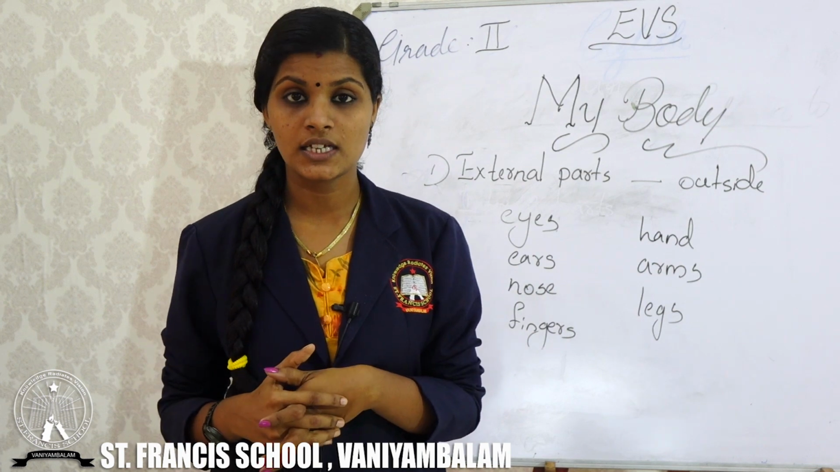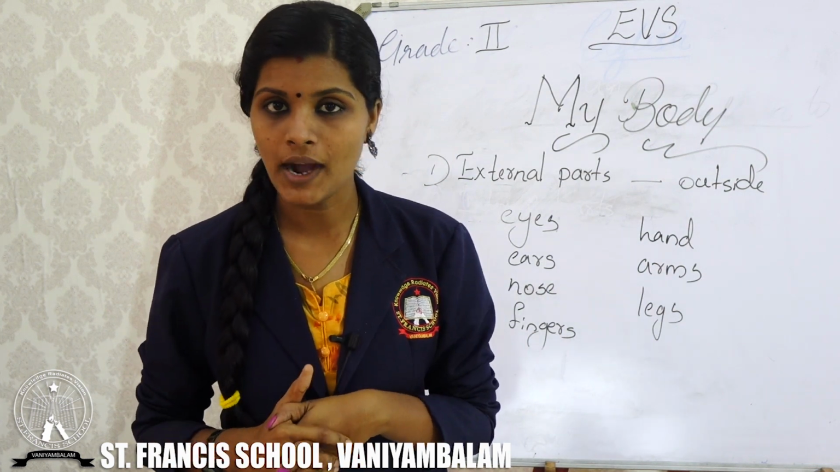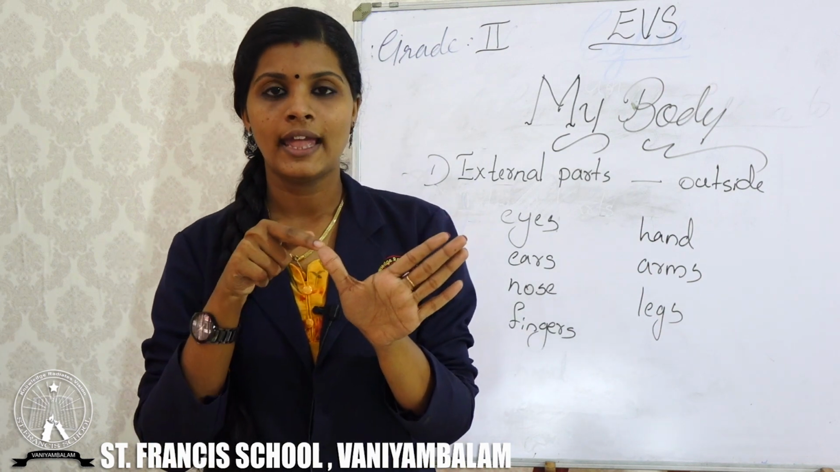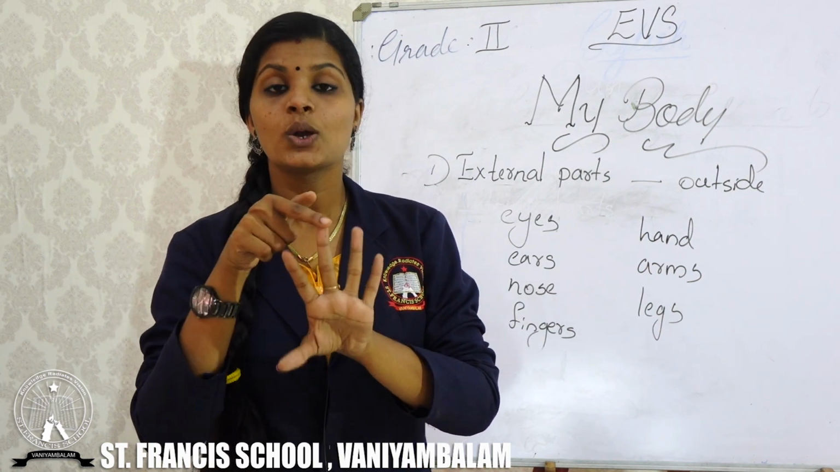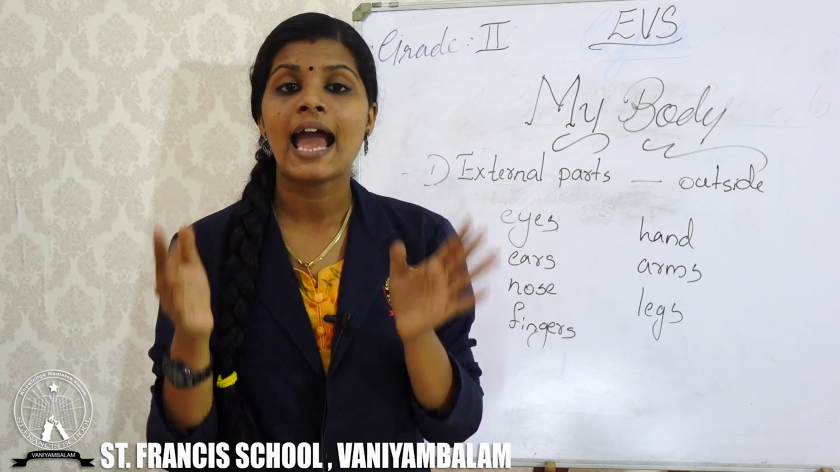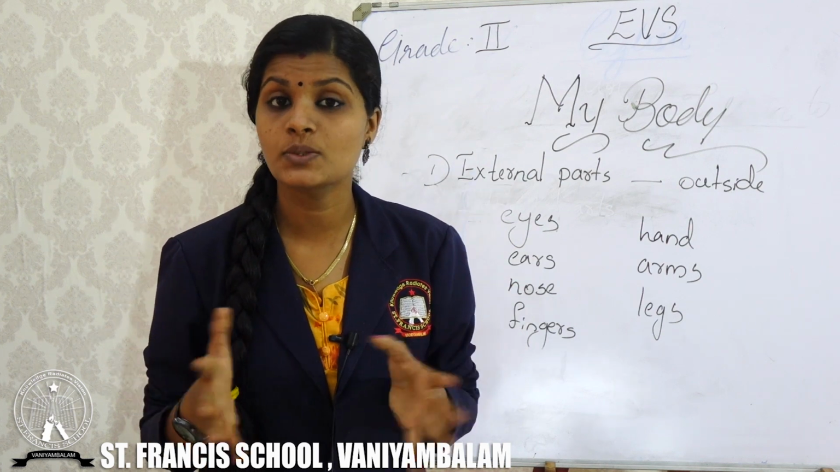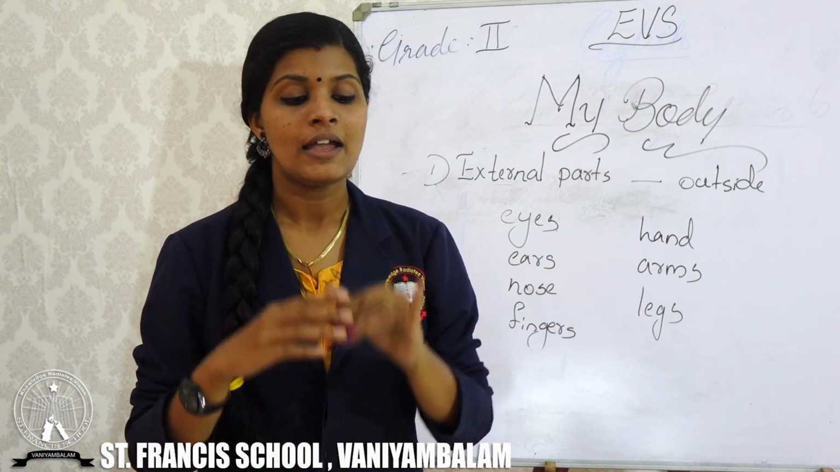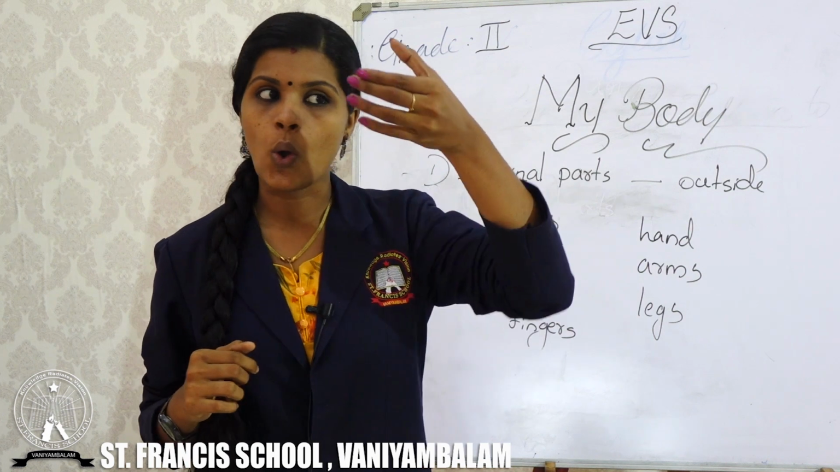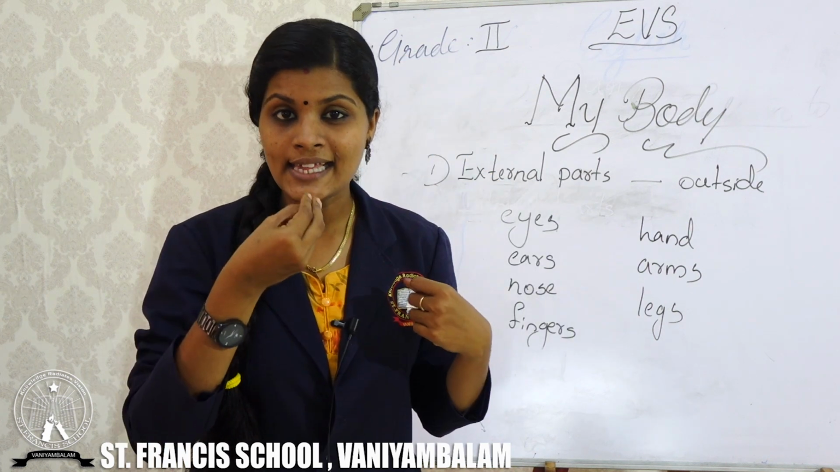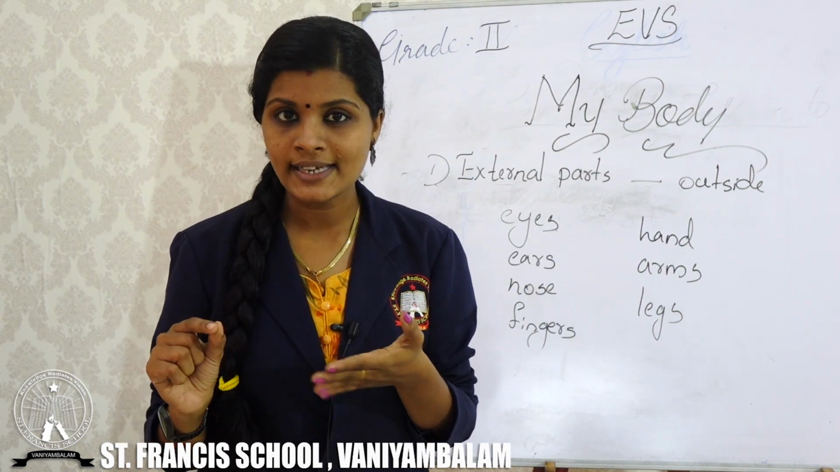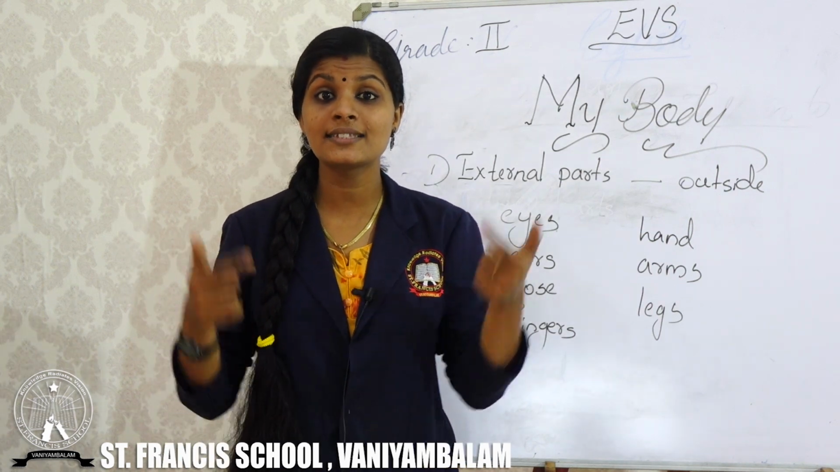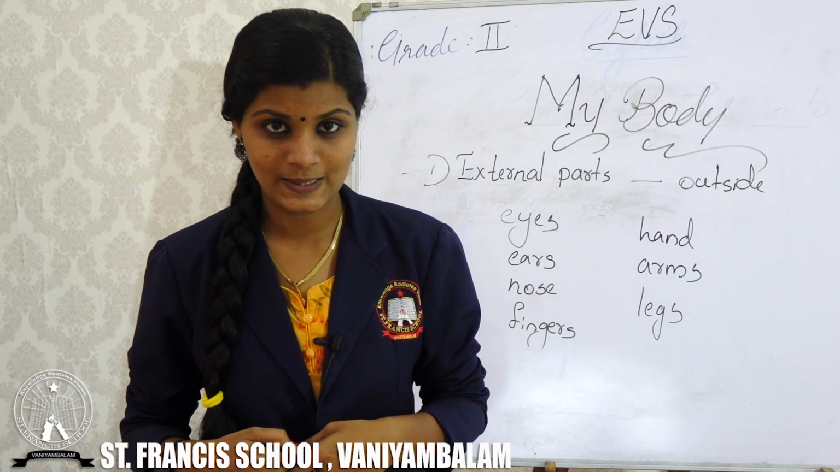Then we have discussed external parts. We can say some of the external parts are head, eyes, nose, fingers, hands, so many external parts we have. What is the use of these external parts? We can run, we can hold things, we can eat, cook, we can write. So many activities can be done using these external parts.